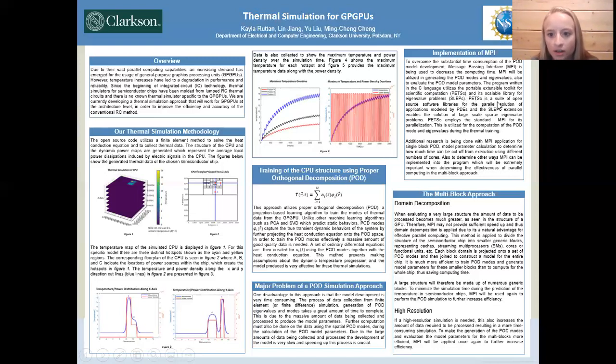PETSc is a suite of open source software libraries for parallel solution of applications modeled by PDEs, and the SLEPc extension enables the solution of large-scale sparse eigenvalue problems. PETSc itself employs the standard MPI for its parallelization. This is utilized for the computation of the POD modes and eigenvalues during the thermal training.